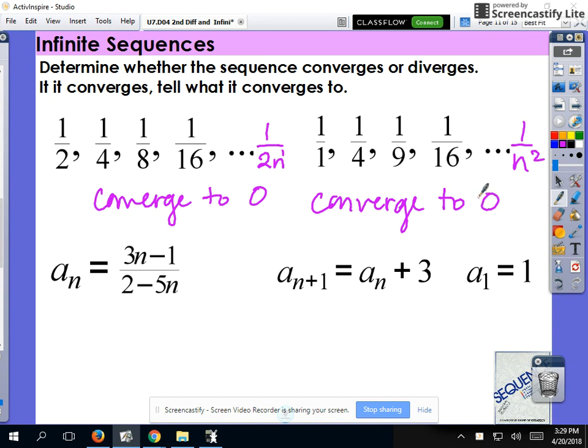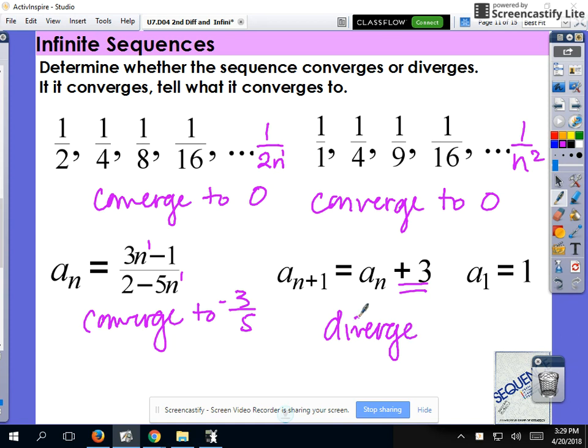For this a sub n, the degree is bigger. No, sorry, it's the same on top and bottom. So we can say it converges to -3/5, leading coefficient over leading coefficient. And for the last one, this is adding 3 every time. Uh-oh, that's arithmetic. So arithmetic, all of those diverge. If I'm adding something every time, it's never going to get to an actual value.